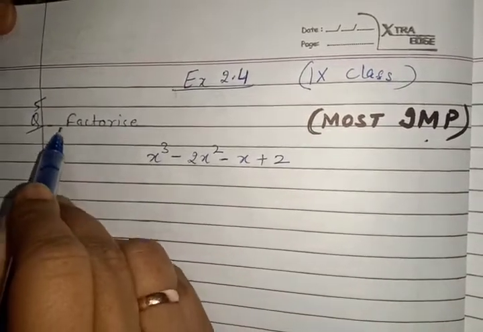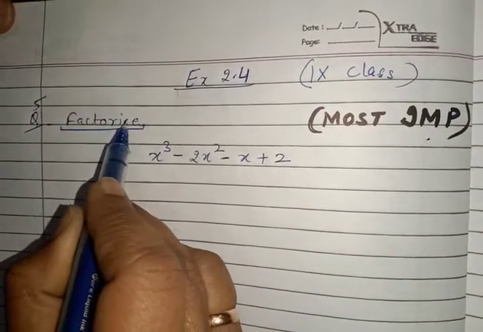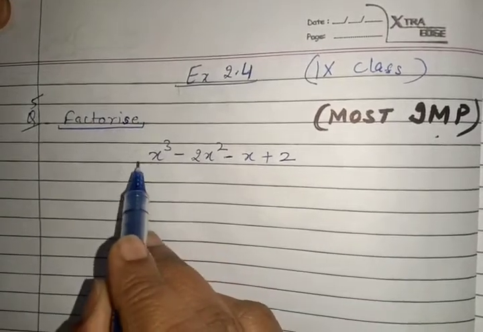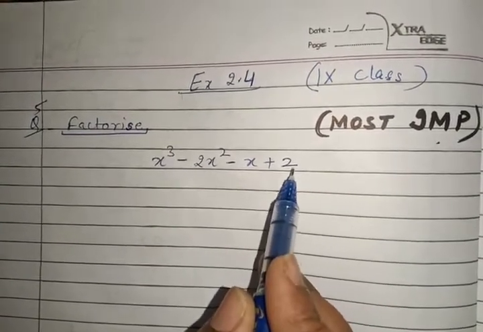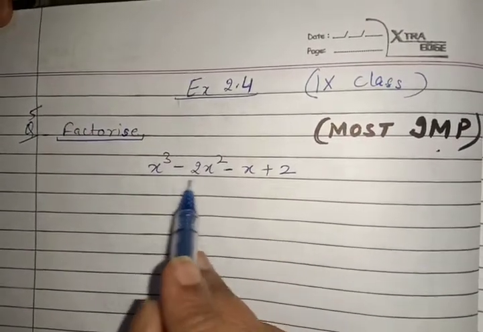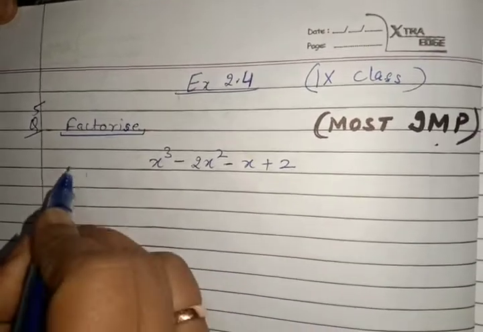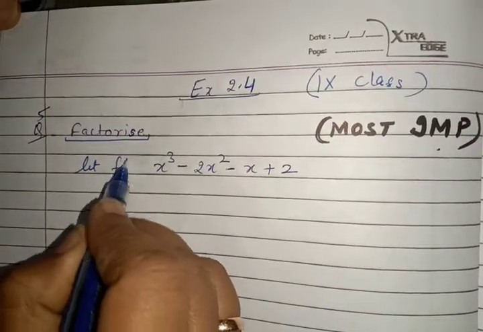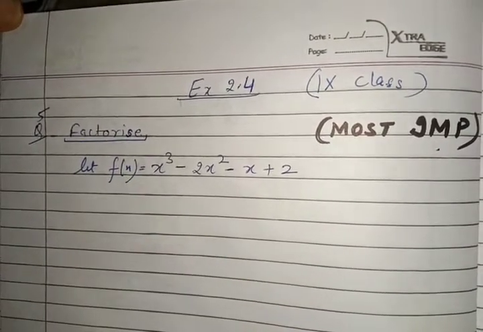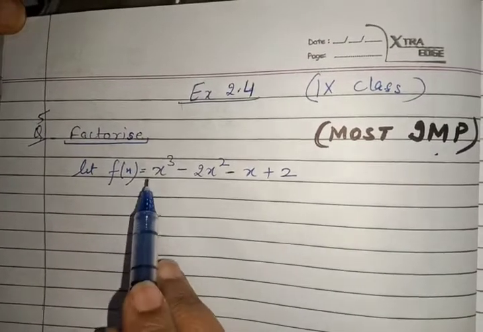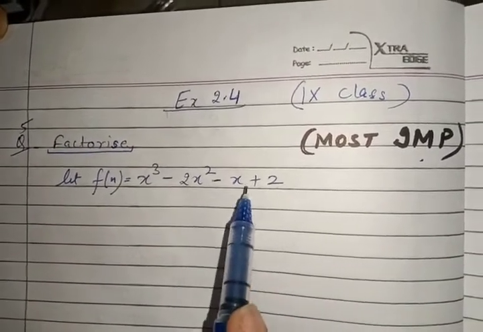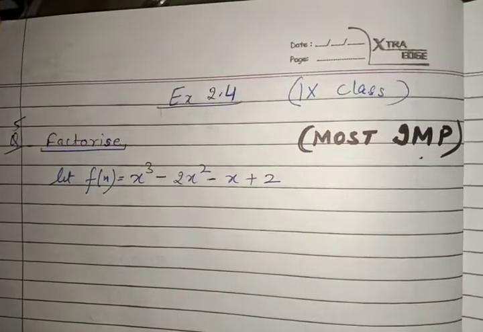So we need to factorize it. And if you remember, factorize means we can use identity, and so here we cannot use any identity. First step is we will name it as let f(x). This is the first step, that whenever we get a polynomial we need to name it. So name of this polynomial is f(x).